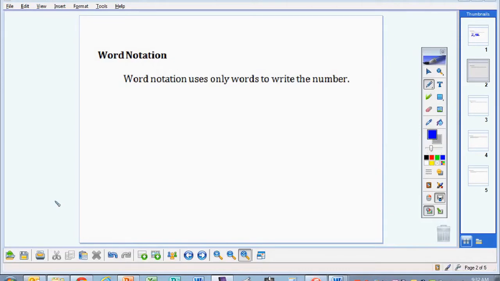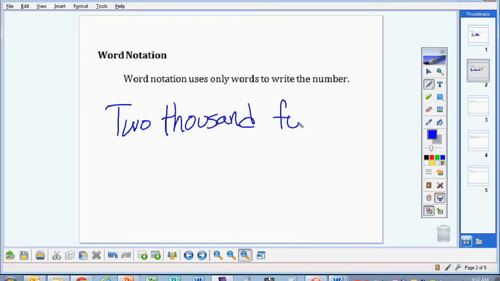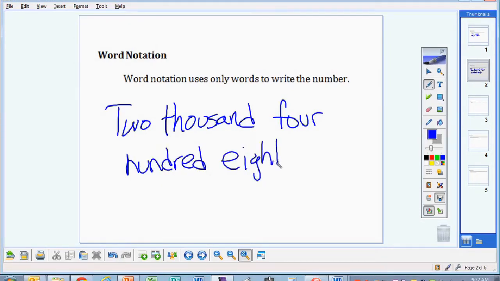So for our previous example, 2,486. So here you can see that each number was highlighted. 2,000 was our first digit in the thousands place, the number 2. 400, you can see the number 4 and the place value 100. 8 for 80, and then 6. Notice there is no word and.